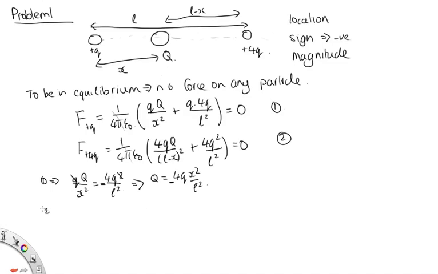Okay, now 2 we can rearrange in a similar way. This whole thing here must be 0, so we have 4qQ on L minus x all squared is equal to minus 4q squared on L squared, which tells us that Q is equal to, cancelling off those little q's, and we can cancel off these 4's as well, it's equal to q over L squared, we've still got the negative sign, and then that's L minus x all squared.